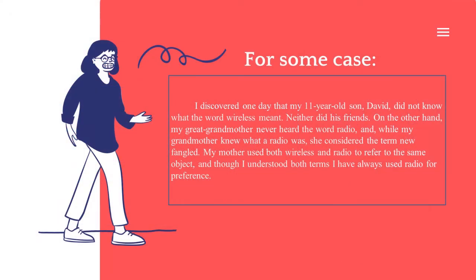For example, I discovered one day that my 11-year-old son, David, didn't know what the word wireless meant, neither did his friends. On the other hand, my great-grandmother never heard the word radio, and while my grandmother knew what a radio was, she considered the term newfangled. My mother used both wireless and radio to refer to the same object, and though I understand both terms, I have always used radio for preference.